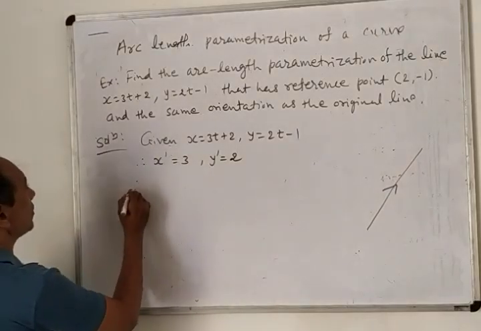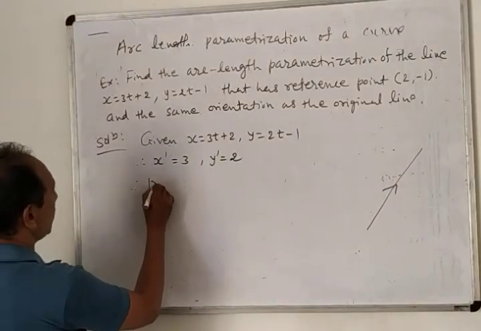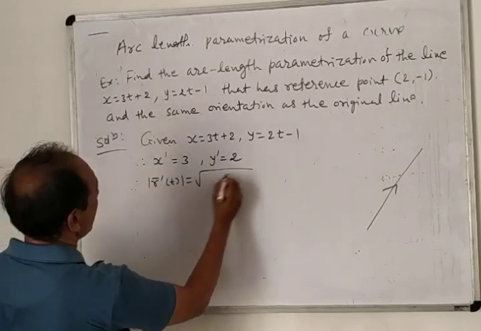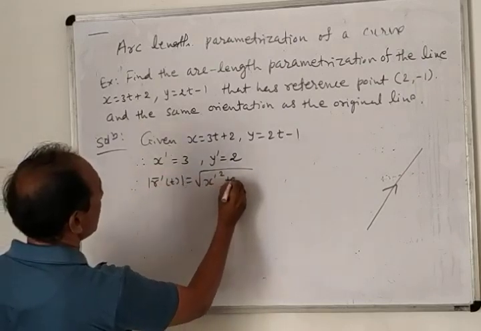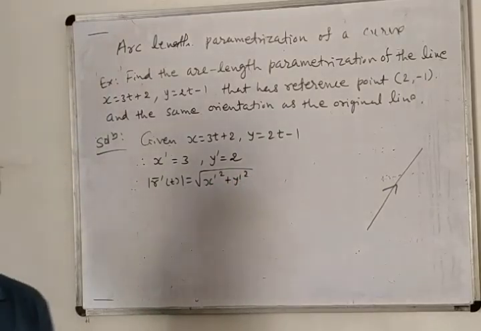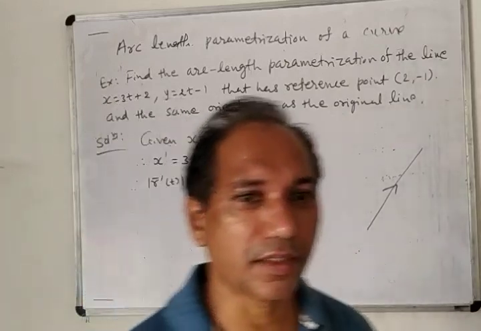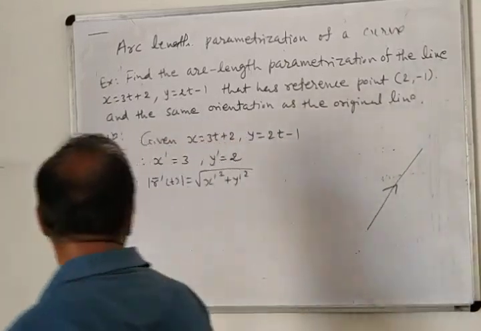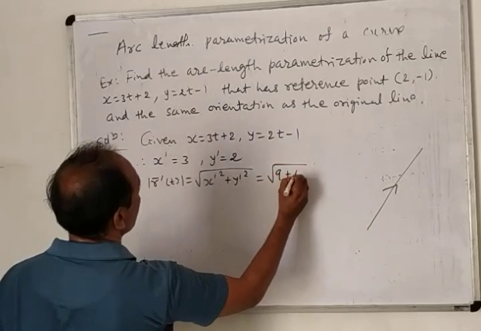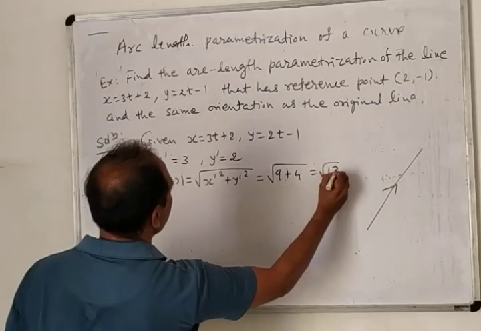So we will find out modulus r bar dash t. This is square root of x dash square plus y dash square. We can write simply x dash instead of writing x dash of t. So here this is 9 plus 4, so it is square root of 13.